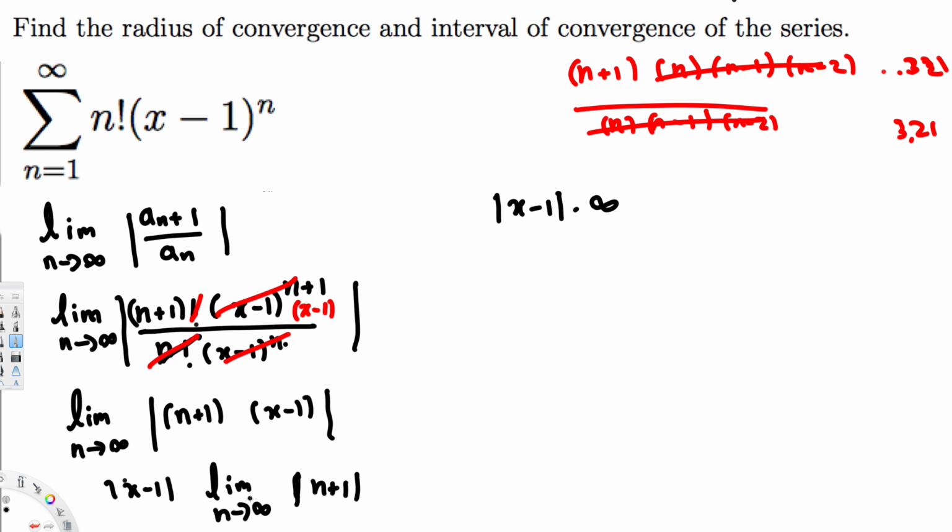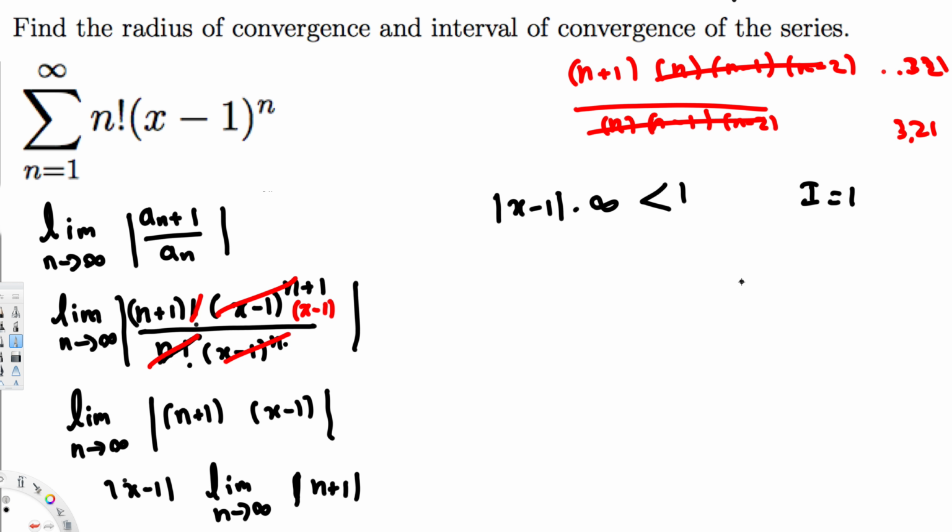Now whatever value we are getting should be less than 1. The only value that makes this less than 1 is x equals 1, because if you plug in 1, this is going to be 0, and 0 multiplied by infinity is going to make this 0. But if you plug in any other number, that's going to make this infinity, because we are multiplying by a bigger number. So the only possible interval of convergence is just 1. The interval of convergence is 1.